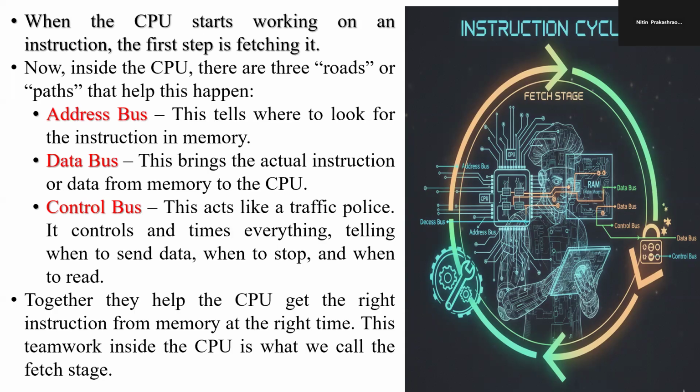So inside the CPU, these three buses coordinate like a team, ensuring the instruction reaches the processor at the right time and in the right way. One can think of it like an online delivery. Address tells where to pick up the package, the delivery van brings it, and traffic signals control when it moves.